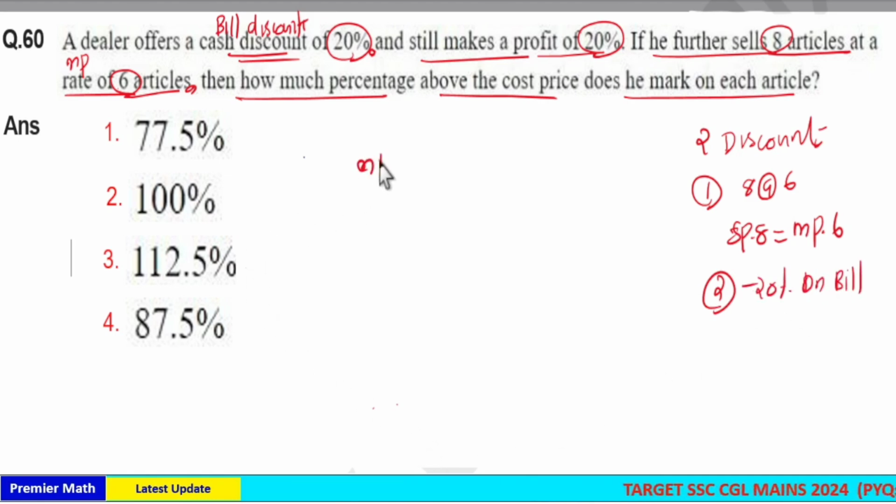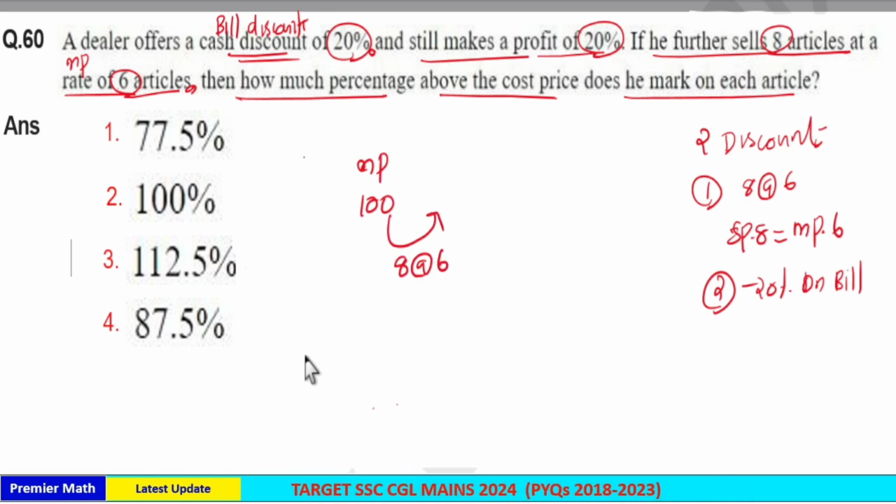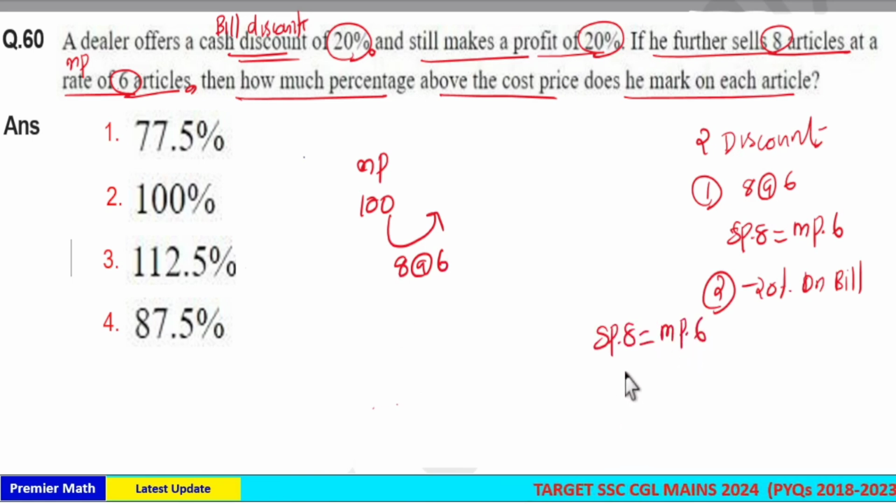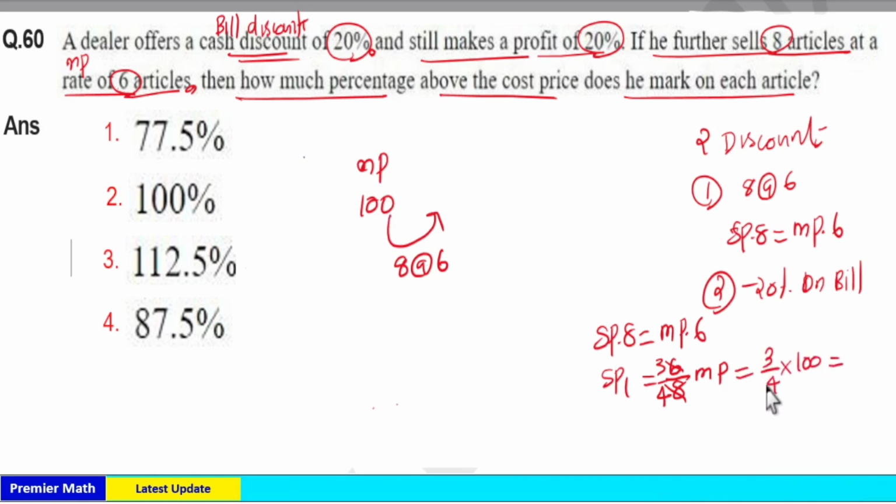Consider marked price of your article as 100 rupees. Now you get the first discount, 8 at 6. 8 at the rate of 6 articles, which means selling price of 8 articles is same as marked price of 6 articles. Now selling price of 1 article is equal to 6 by 8 of marked price, which is 3 by 4 of marked price. Now if you consider marked price as 100, 3 by 4 of 100 rupees is your selling price of 1 article. 4 goes 25 times in 100, 25 into 3 is 75. So 75 rupees is your bill amount.